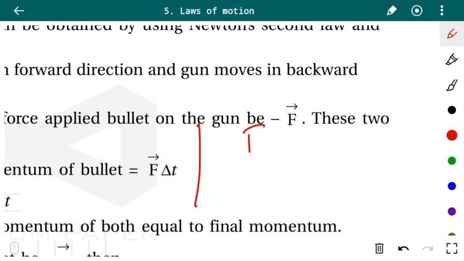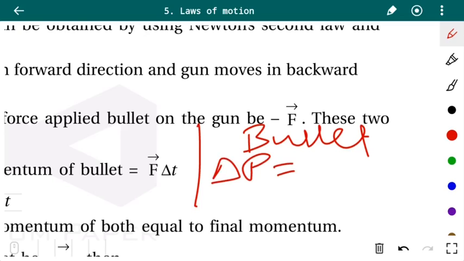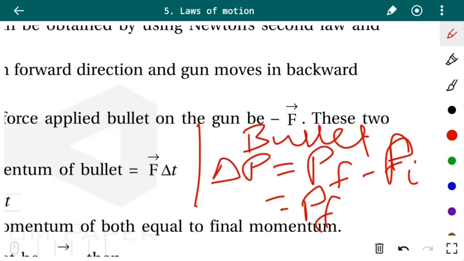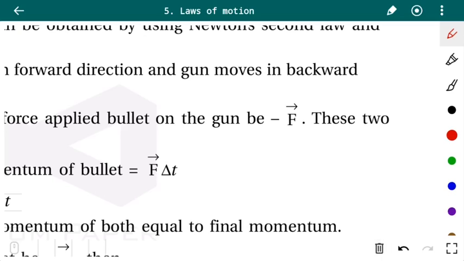First let us consider the case of the bullet. For that, the change in momentum equals the final momentum minus the initial momentum, that is Pf minus 0, because momentum is the product of mass and velocity, and initially the bullet is at rest. So the velocity will be 0 and thus the initial momentum will be 0. So for the bullet, the change in momentum is equal to the final momentum.